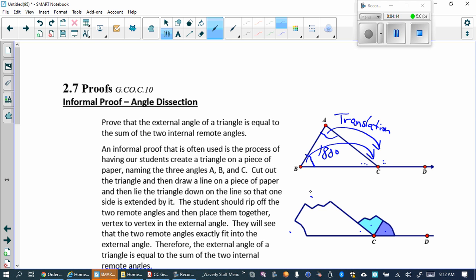Because both things have to add to 180. These three angles have to add to 180, and these two angles have to add to 180. So we can use some substitution, or maybe we could use transitivity, if you remember that, to work that out.